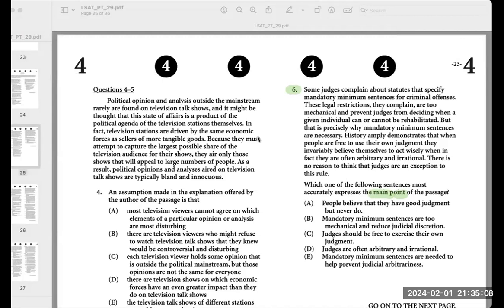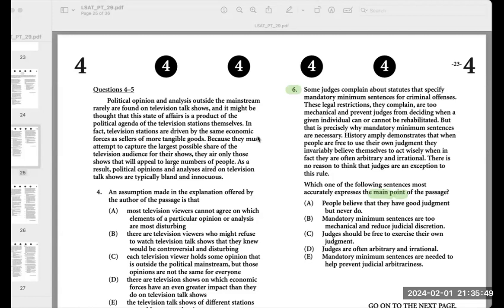All right, so they say some judges complain about statutes that specify mandatory minimum sentences for criminal offenses. So that first sentence is just describing a complaint that judges have. Very unlikely that this is going to be the conclusion. We're looking for relationships of support, though, and for language that indicates what's the thing that they're trying to persuade us of. So we want the end point of their persuasion as opposed to the reasoning or the evidence they use along the way.